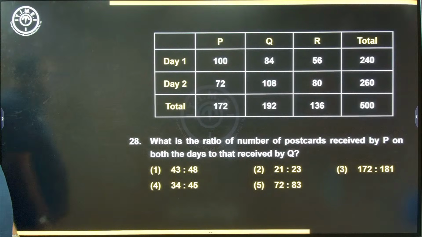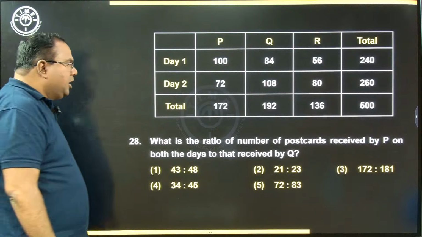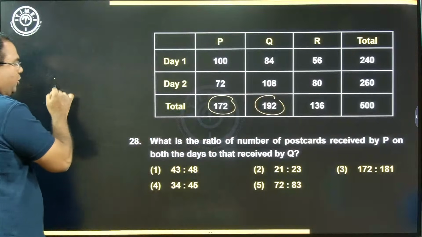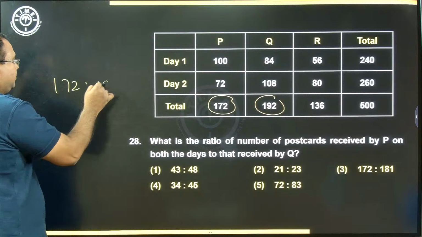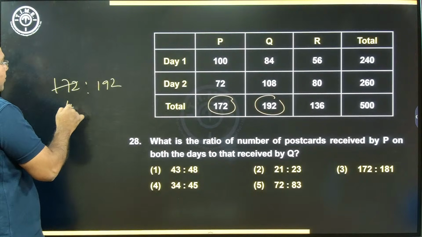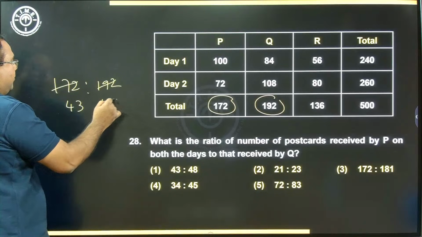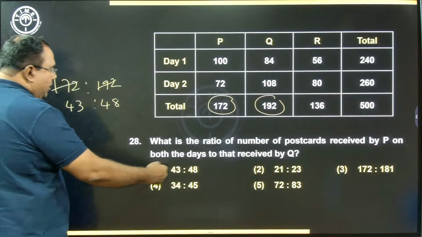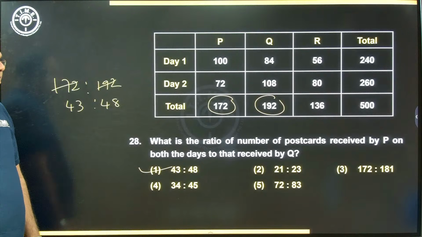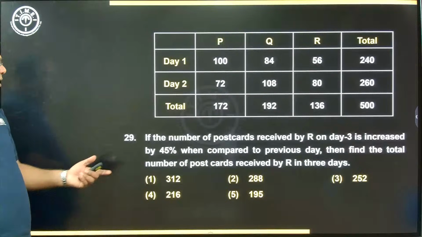Ratio of number of postcards received by P on both the days to that received by Q. Obviously 172 is to 192. 4 43s, 4 48s. 4 is a common factor. 43 is to 48. Choice 1. Questions are simple. Questions are not that difficult. The only thing is that you should get the values.